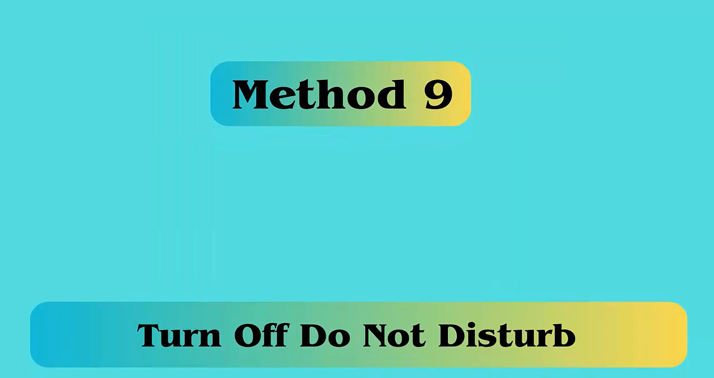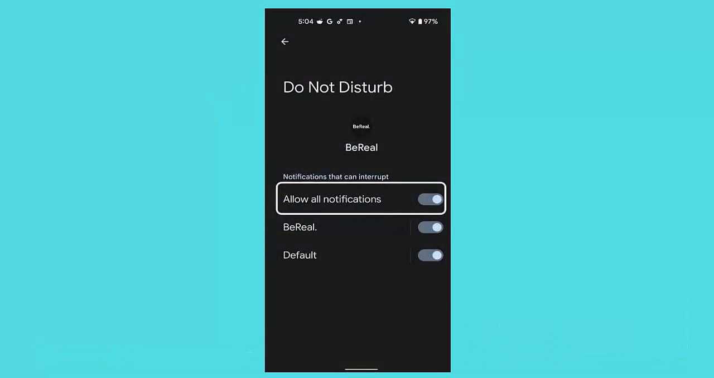Method 9. Turn off Do Not Disturb. Follow the steps. First, open Settings, go to Notifications, then Do Not Disturb. Here, click on Turn Off Now. Then, simply choose BeReal from the list. At last, enable the type of notifications you want.